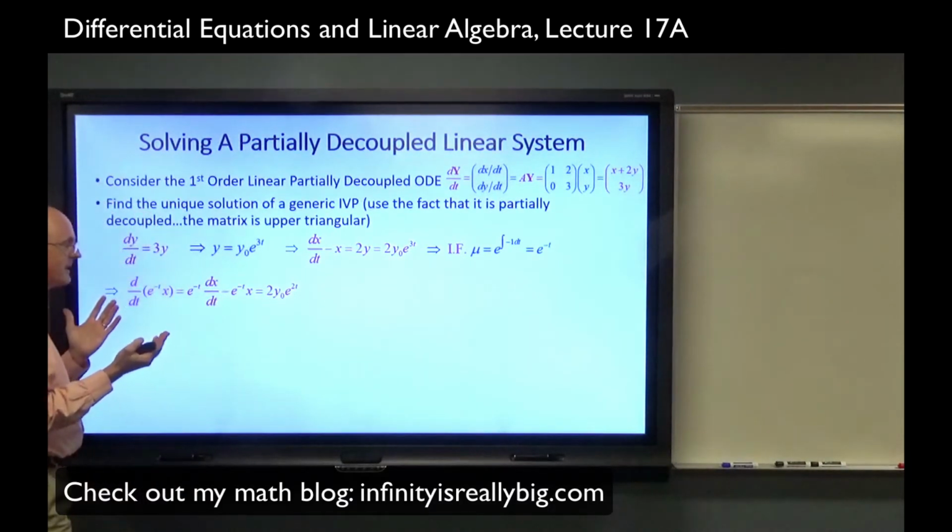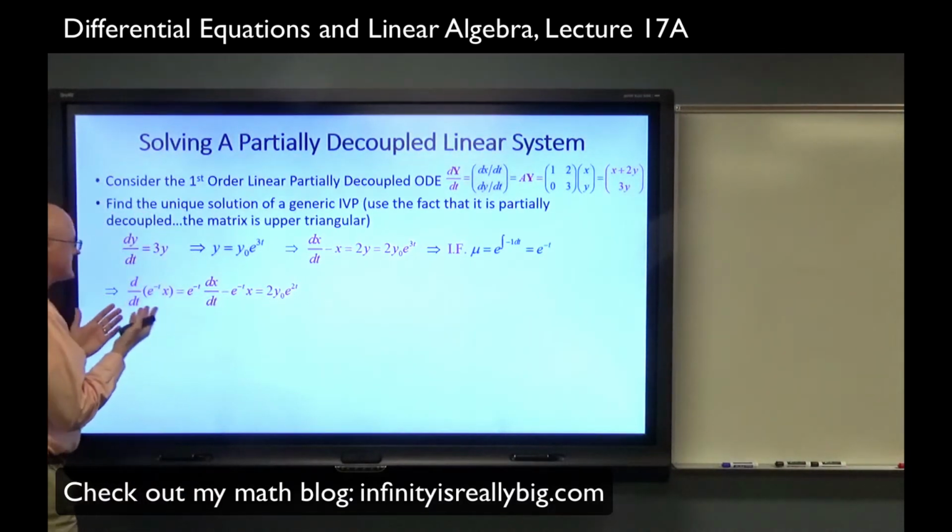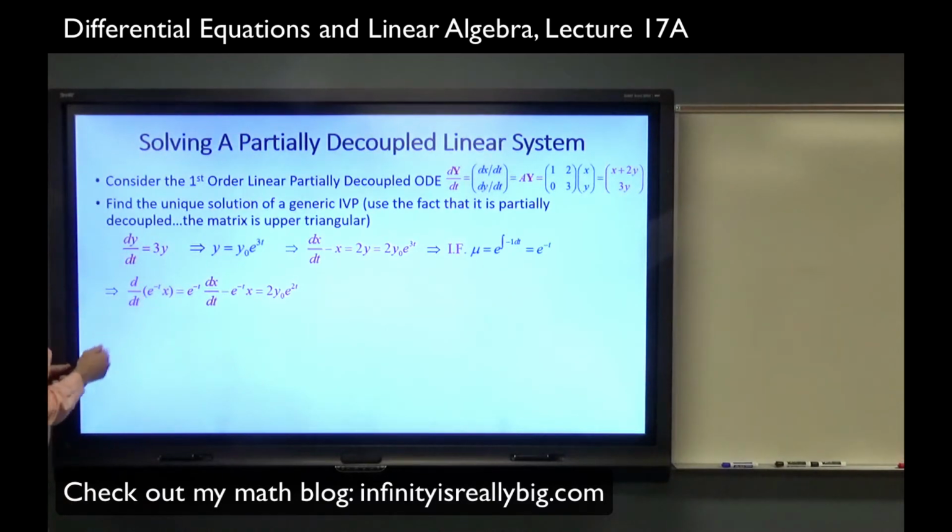The thing that's special about integrating factors is the left-hand side now is the derivative of the integrating factor times the unknown function. x is a function of t here. I'm just not making it explicit. You can always double-check this with the product rule.